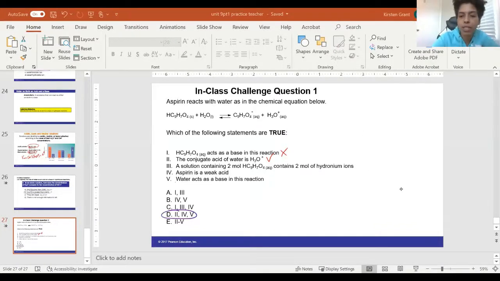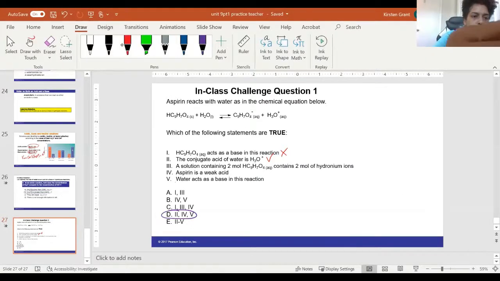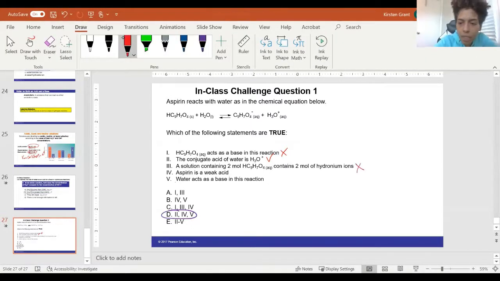So a solution containing 2 moles would not, because why? Because it's weak. A weak acid is going to have less than 2 moles, right? And we know that it's a weak acid. Why? Because we've got the double arrow, and water acts as the base in this reaction. So the answer is D.